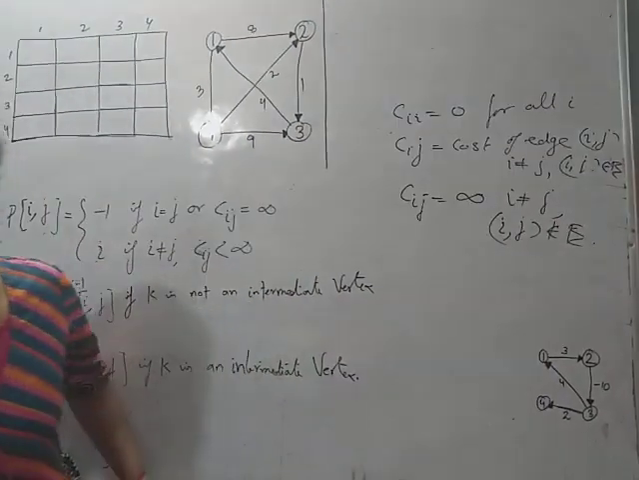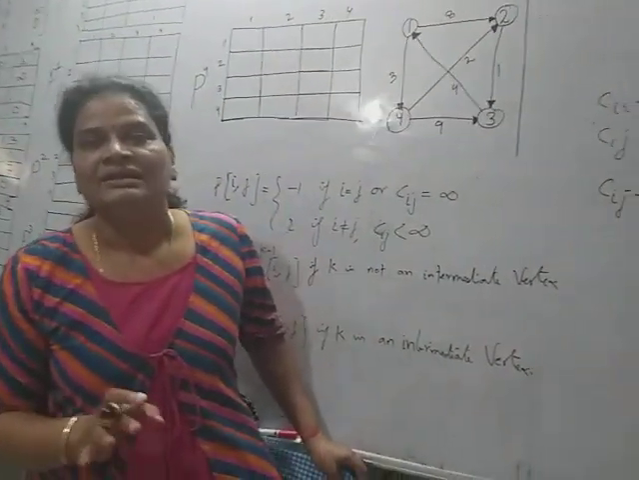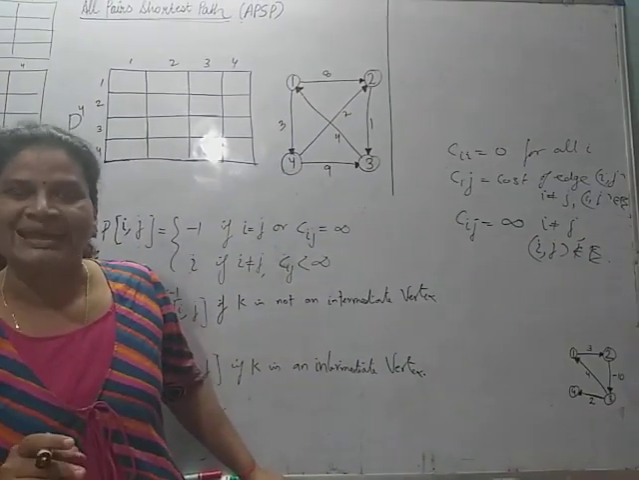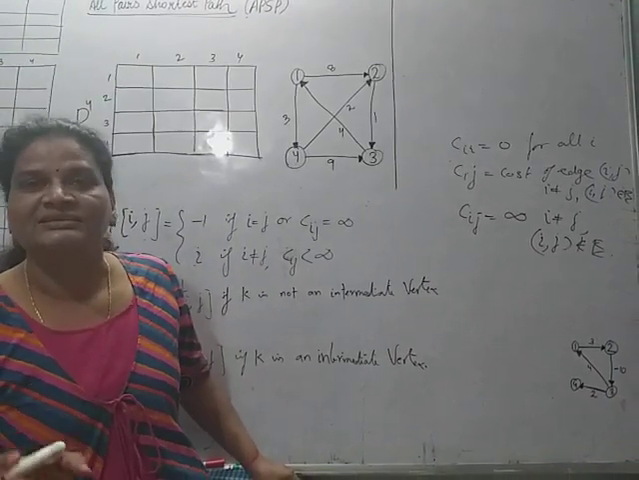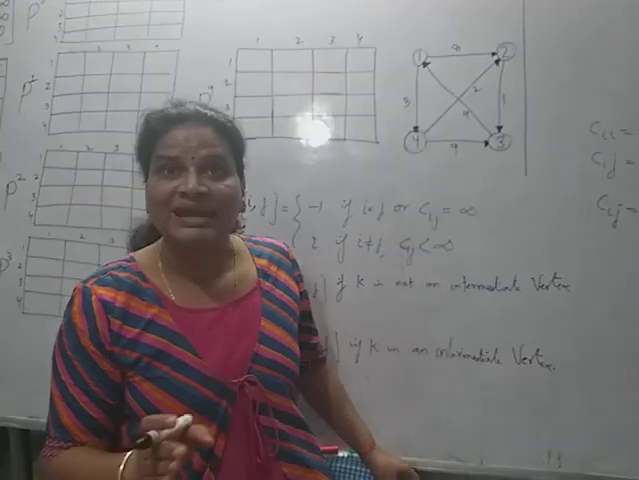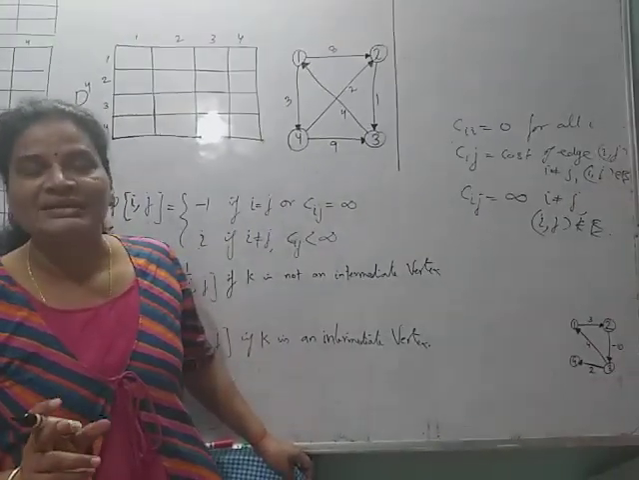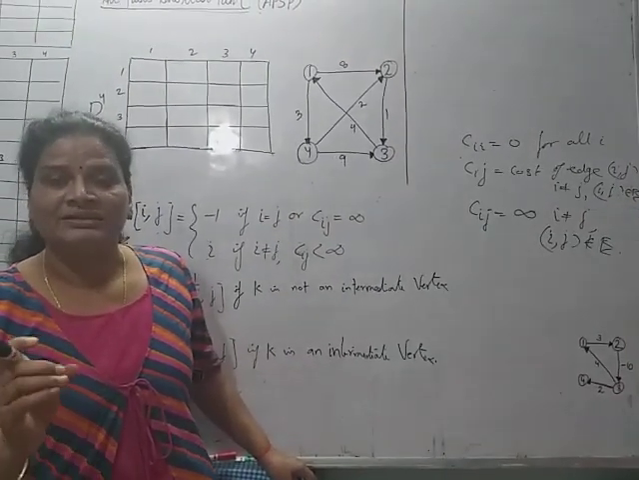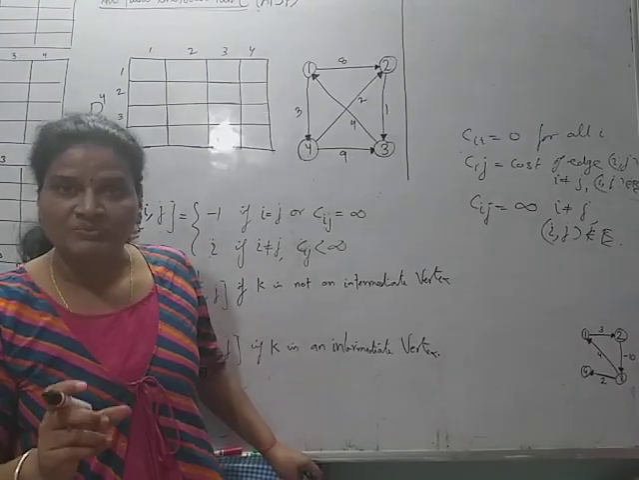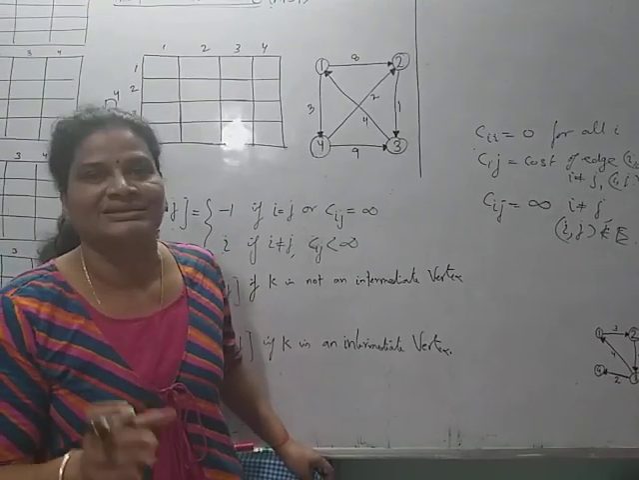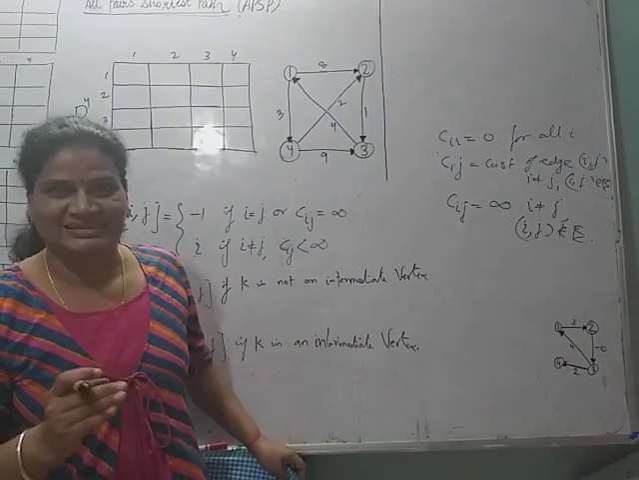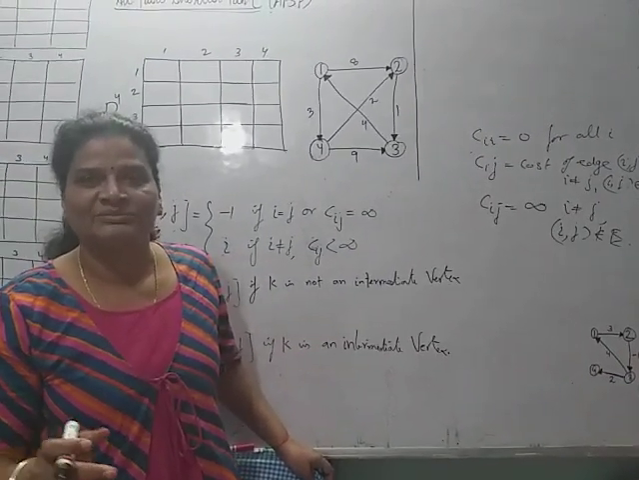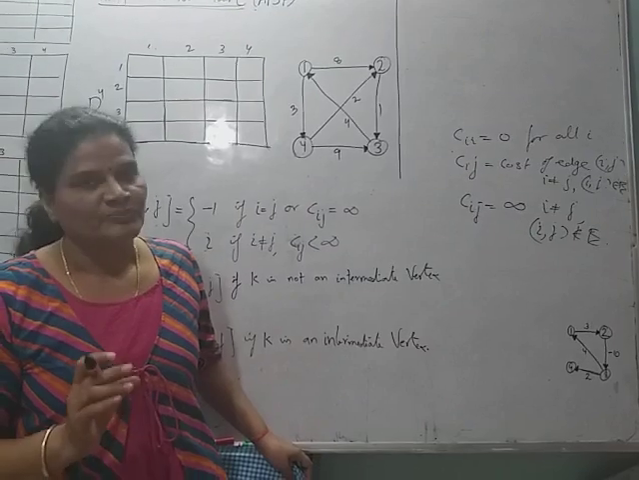So this is the cost here. The only difference is that for i not equal to j, if the edge ij does not belong to E, then we initialize it with infinity, and all the diagonal entries contain 0, because the shortest path from vertex i to vertex i is always 0. That's why in the cost adjacency matrix, all the diagonal elements are initialized with 0.